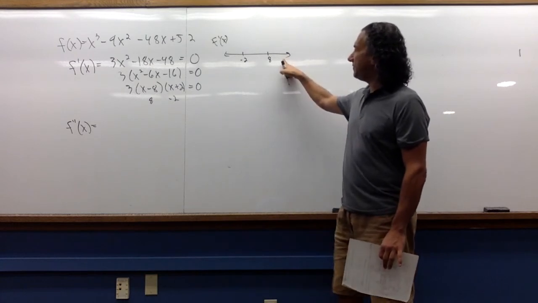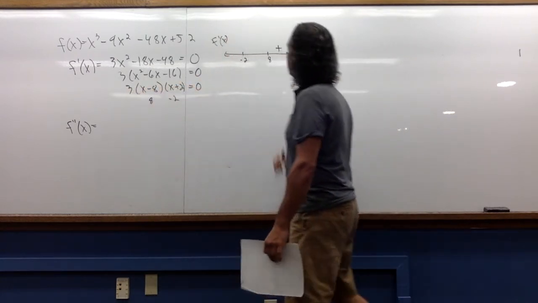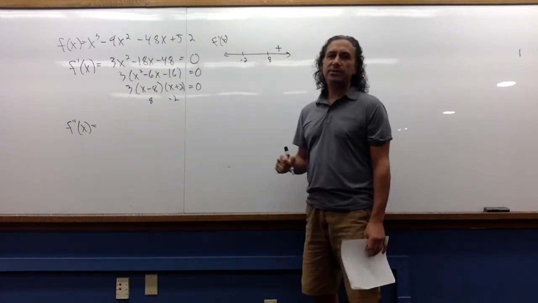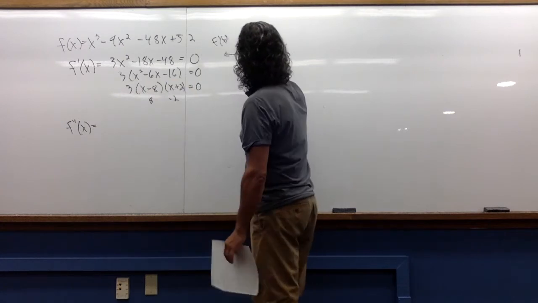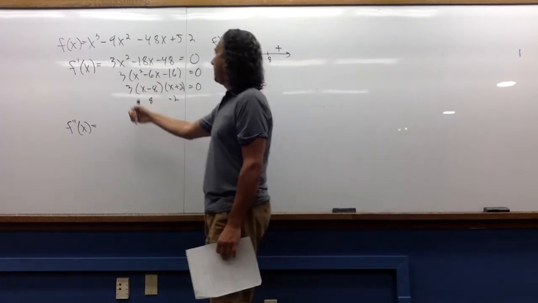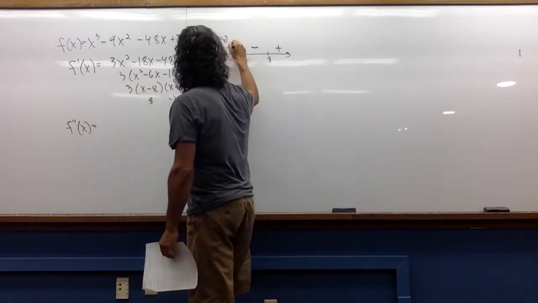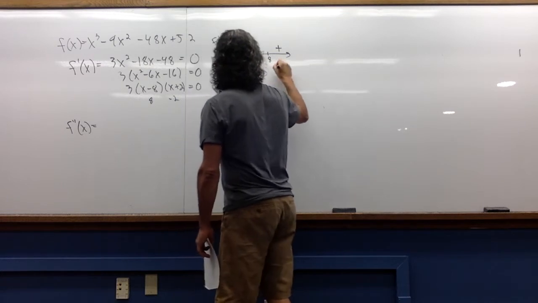If I put in a big positive number, it's going to be positive times positive times positive, so that's positive. If I put in a number between minus 2 and 8, like 0, I get positive, negative, positive. If I put in a number that's less than negative 2, like negative a million, I get positive, negative, negative, or positive. So this tells me that f of x is increasing, decreasing, increasing.